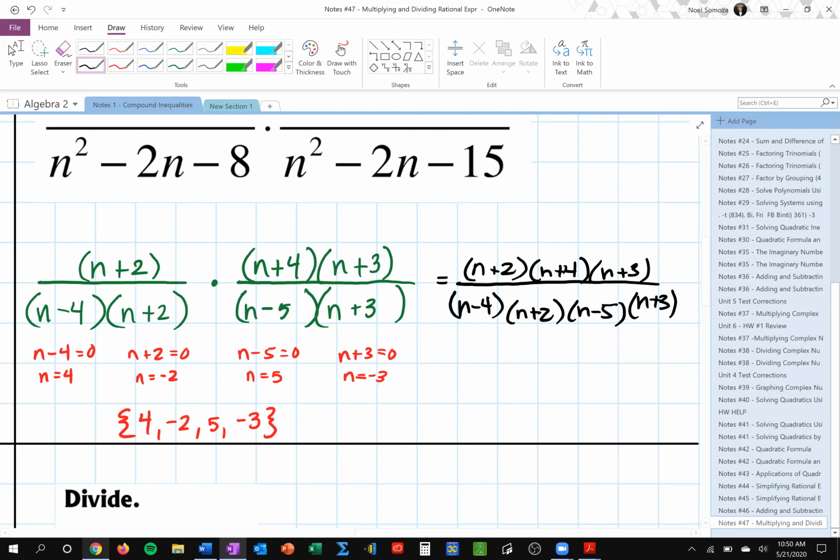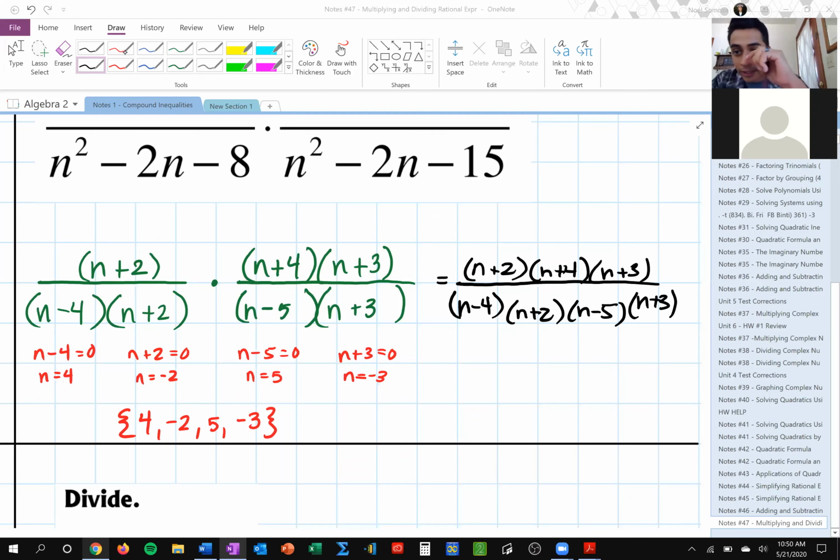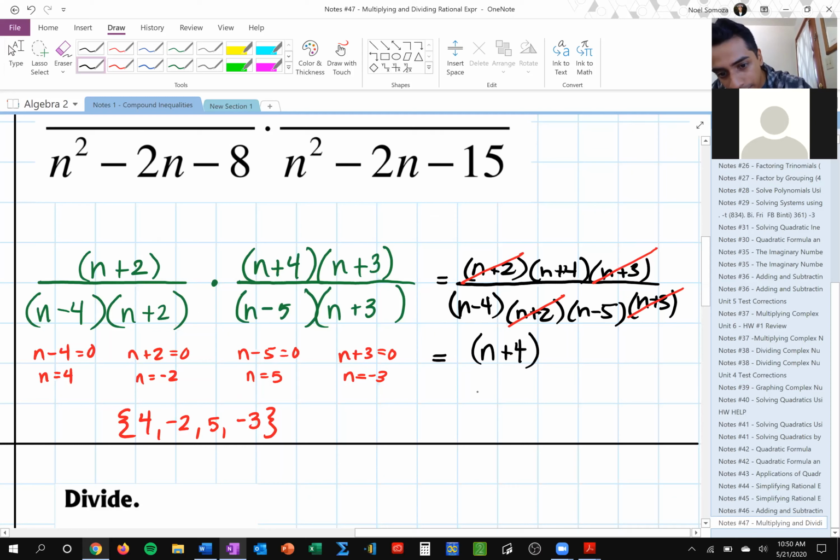Okay. All right, so now you can tell I have a lot of factors here that can cancel out for us. So one of those is going to be the n plus 2 with the n plus 2. That's gone. The other one will be n plus 3 and n plus 3, and that's gone. Right? Now, n plus 4 and n minus 4, they don't cancel, because they're not the same factor. So be careful not to cancel those out by accident. And you would just be left with n plus 4 all over n minus 4 times n minus 5.